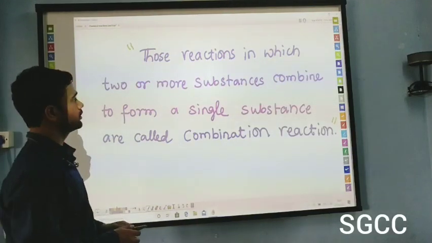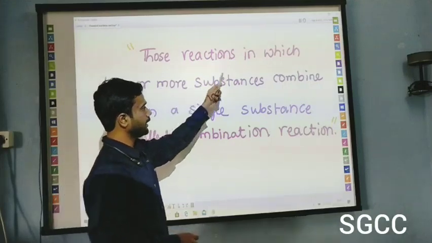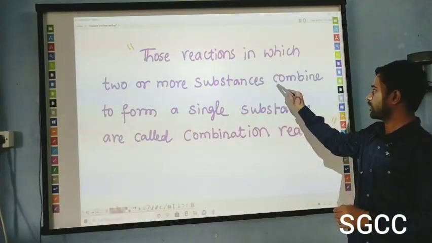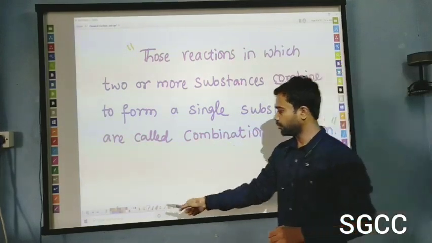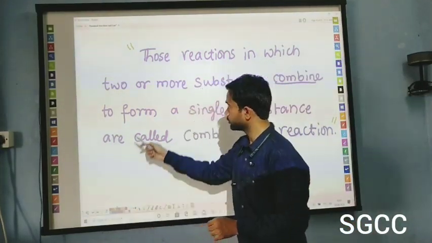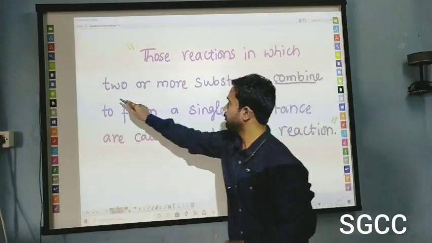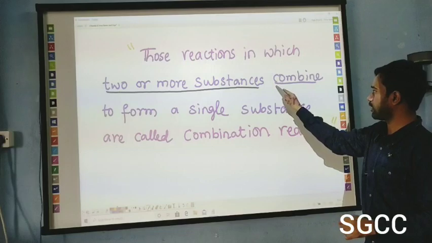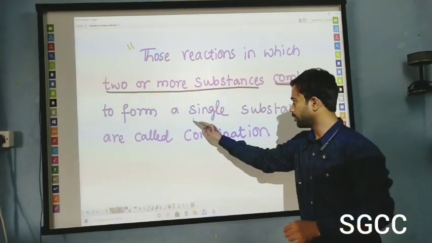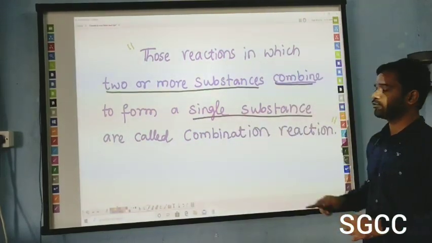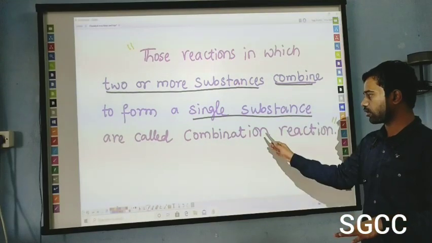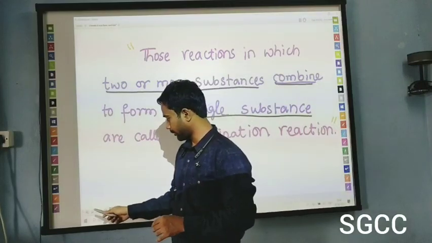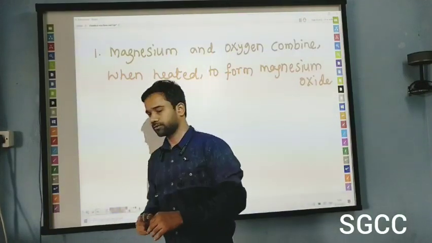Let's see the definition of it. Those reactions in which two or more substances combine to form a single product. What are the substances? These are the reactant parts which combine with each other to form, please underline this, a single product, and are called a combination reaction. Do note this one. Let's move to some examples.